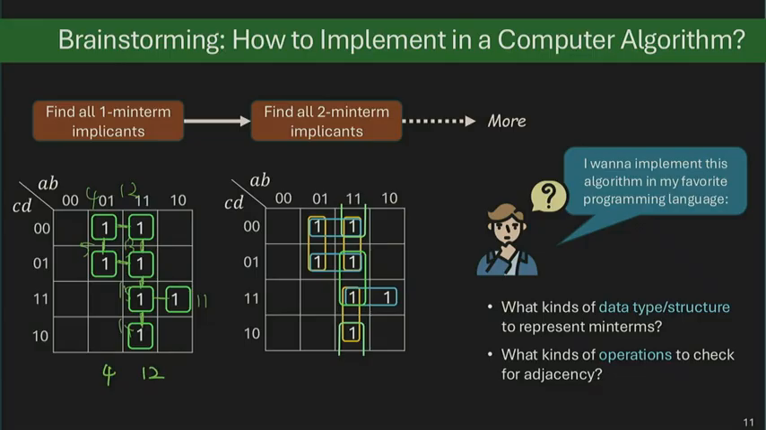A bitwise operation. I think that's a good idea. If I write them in binary, 4 is 0100, 12 is 1100. The adjacency relationship is a little bit more obvious, right? They differ by 1 bit. They have a Hamming distance of 1, so they're adjacent.